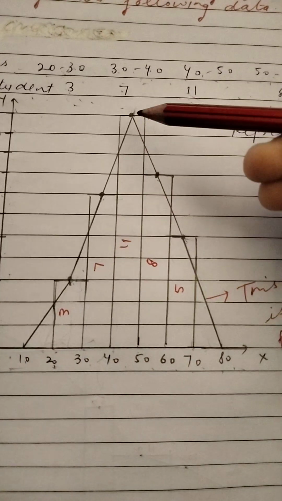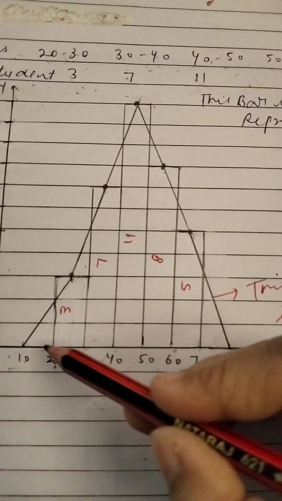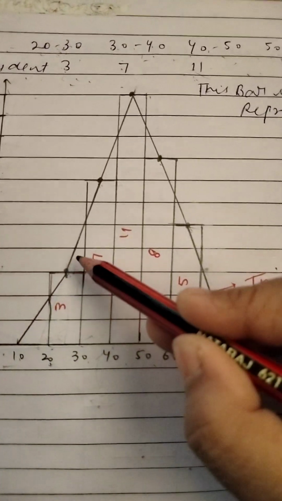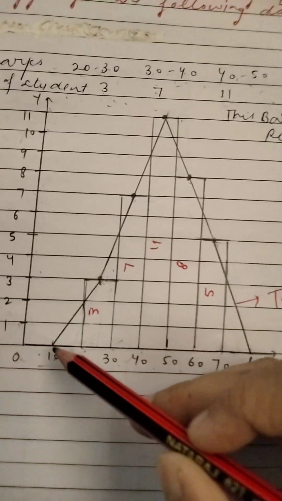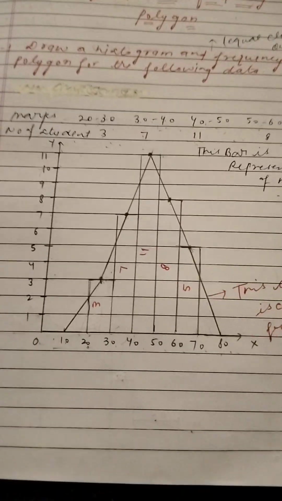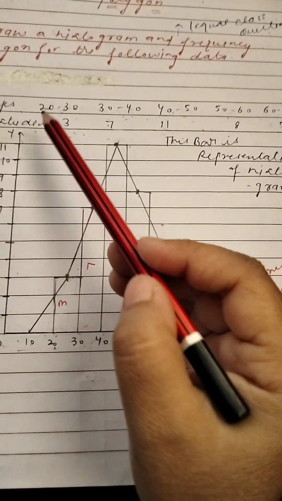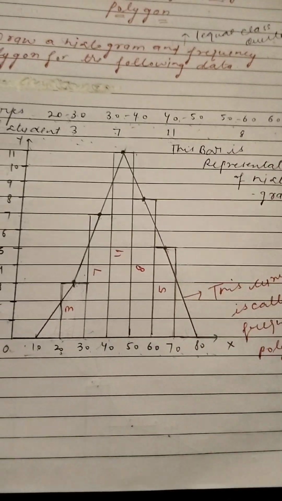When we set the bars, that is a histogram, but when we join the points with the help of a scale, I again repeat, you have to use a scale when you are solving for a polygon. That is called a frequency polygon. And this question is based on the classes being equal.